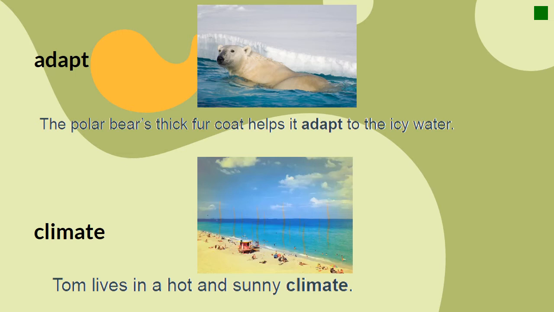Now let's move on to the word climate. The word climate means the weather in a place over time. For example, Tom lives in a hot and sunny climate. A hot climate is good for swimming, don't you think?